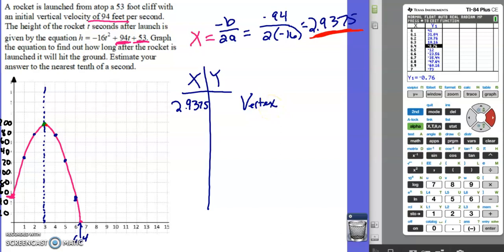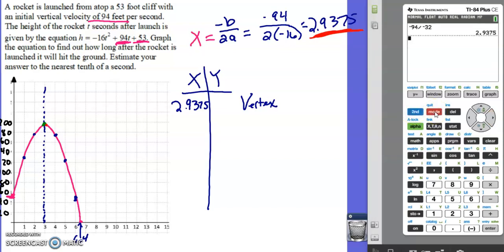All right, because we want to find the very tallest that it does. So there are 2 ways we could do this. One way is to go back to this and literally plug in 2.9375 into each one of these x's. We could just use our calculator: negative 16 times 2.9375, close your parentheses, squared, plus 94 times 2.9375, and then plus 53. So we could plug it into the calculator and get our answer.